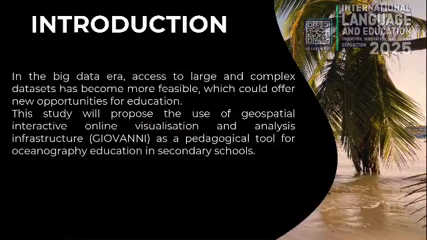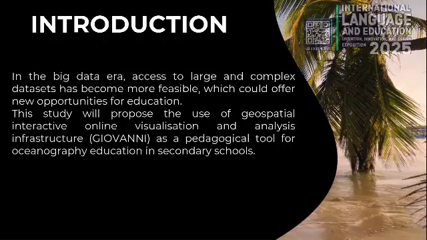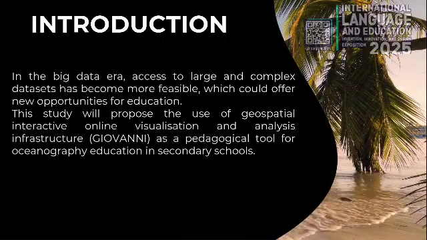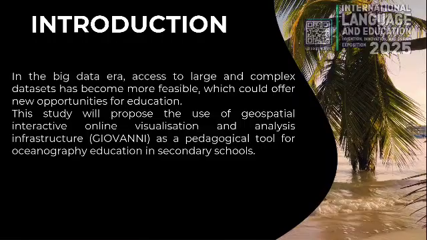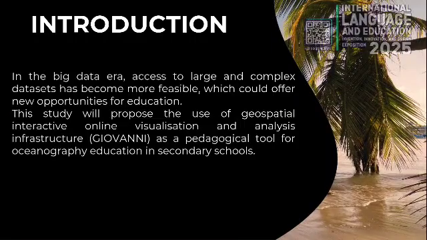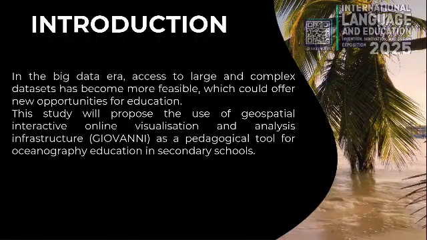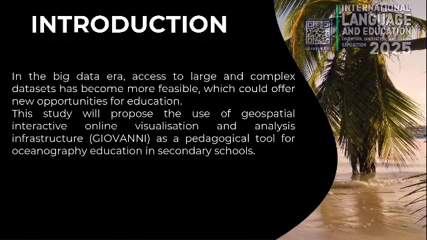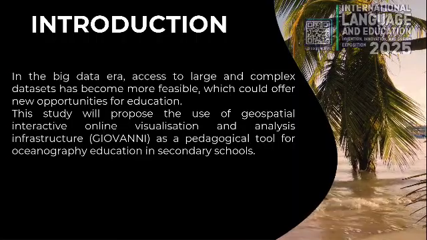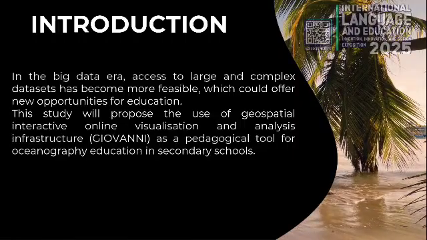Today, with the power of big data, we can easily access large and complex information. This opens new opportunities for learning, especially in science education. In this study, we will demonstrate how NASA's Giovanni, an online tool for geospatial visualization, can be used in teaching geography and oceanography in Malaysian secondary schools. For this presentation, we will focus on sea surface temperature, or SST, as our example dataset. By exploring real data, students can better understand the ocean's role in our climate and environment.